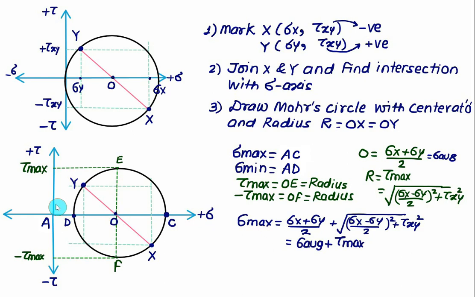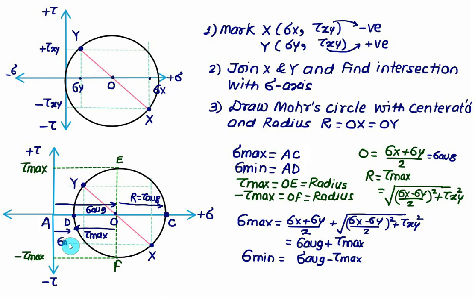Up to here, this value is called the average stress, and this value is the same as the radius R. So sigma average plus radius R gives the maximum principal stress. Similarly, we can calculate the minimum stress as sigma average minus tau max. So sigma average is here, and then we return back by the value of tau max. Then the distance AD represents the minimum value of the normal stress, that is sigma minimum.